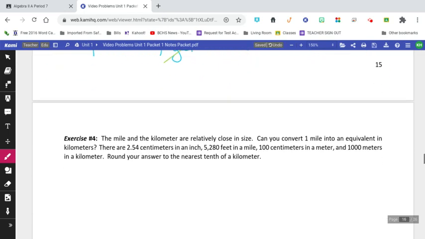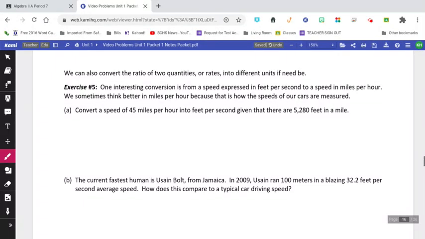All right. We're actually going to skip number 4 for now, and we'll work with that in class.